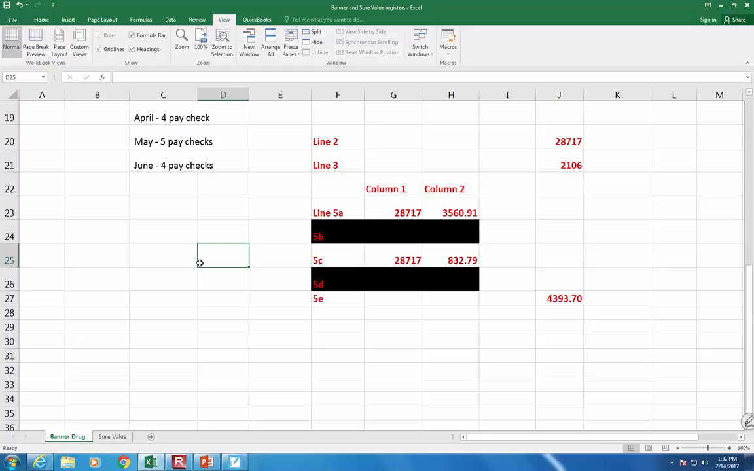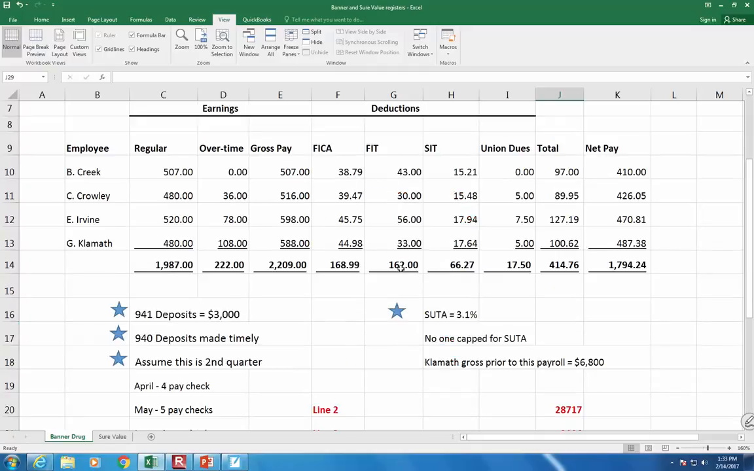Line 6, I believe, then asks us to go ahead and total everything up and just follow the instructions. Line 2 plus line 5E plus line 5F. And we're not going to have any 5F. You don't even know what that is. That was up here. That was my FIT, Kelsey, that I had taken out of one paycheck.